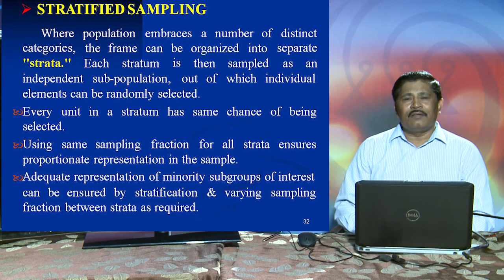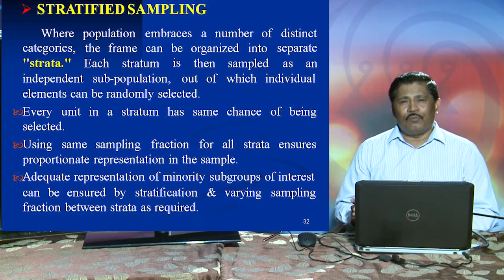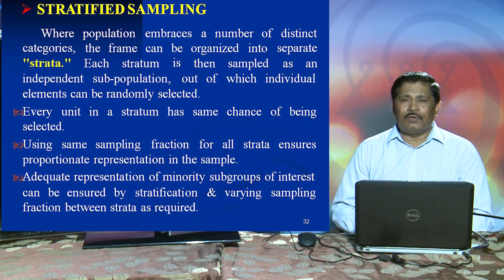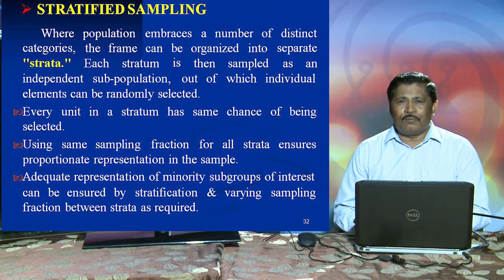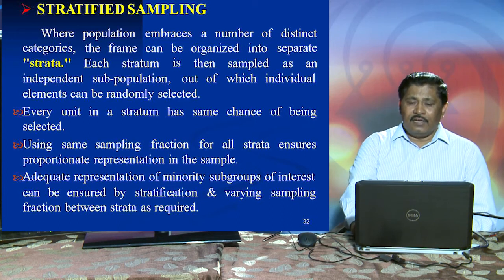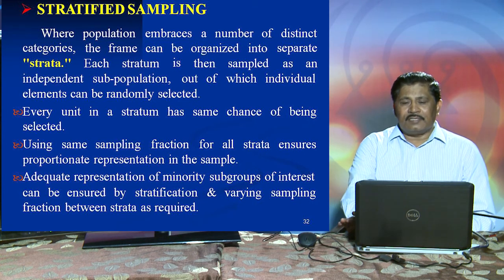This is very important, that the heterogeneous population is divided into homogeneous subgroups called strata, and from each stratum an independent simple random sample is taken. So, this sampling gives accurate and good results, as the heterogeneous population is divided into homogeneous subgroups, as compared to simple random sampling in most of the cases, not in all cases, but in most of the cases it gives like that. So, you can see that strata is here, then a single unit is called a stratum. Every unit in a stratum has a chance of being selected using the same sampling fraction for all strata. Proportionate representation in the sample is given.